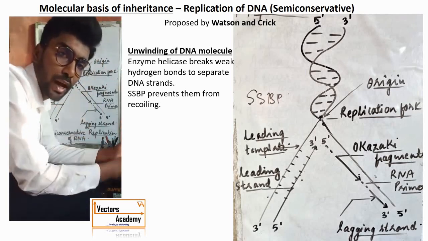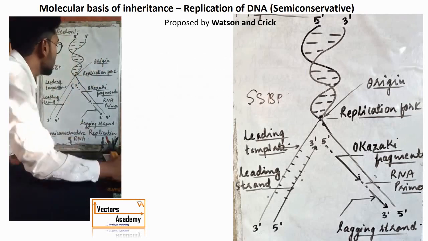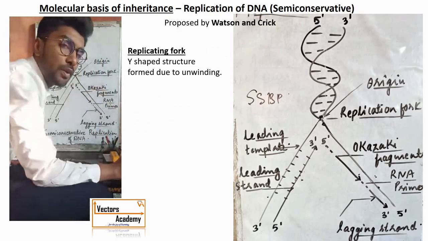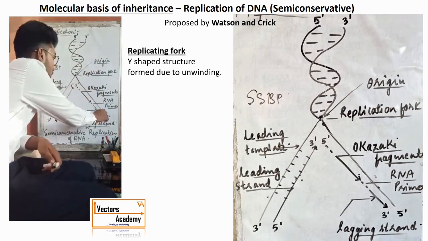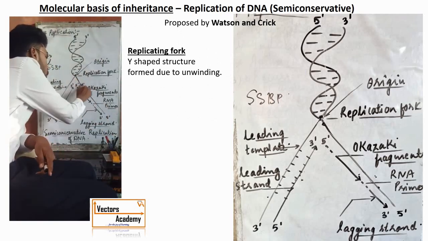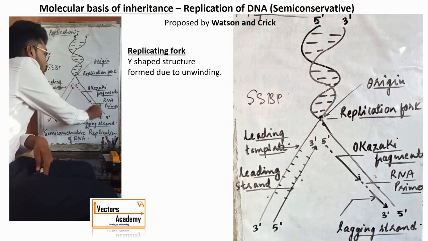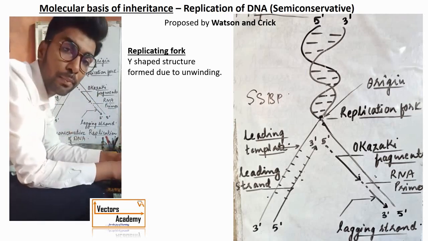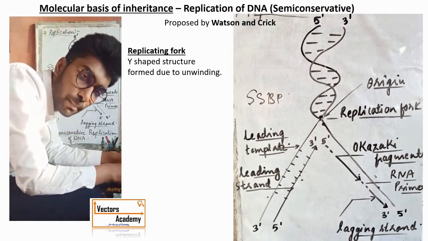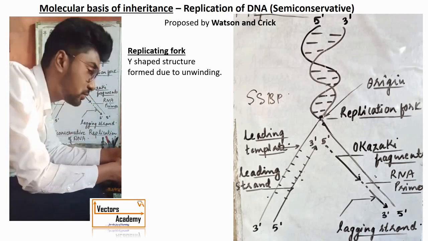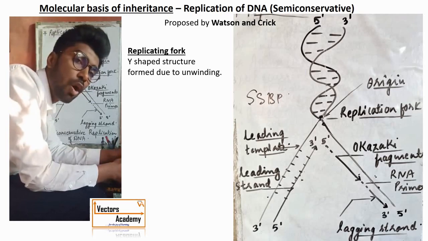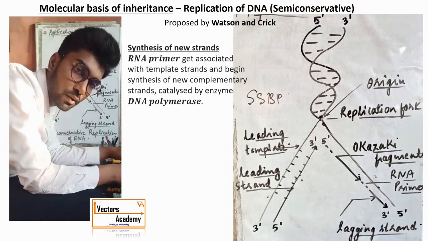Now, fifth step, replicating fork. You can see once the unwinding of a DNA molecule takes place, now the two strands start separating from each other and it looks like a Y-shaped structure. It looks like a Y-shaped structure, so it is generally called the replicating fork.